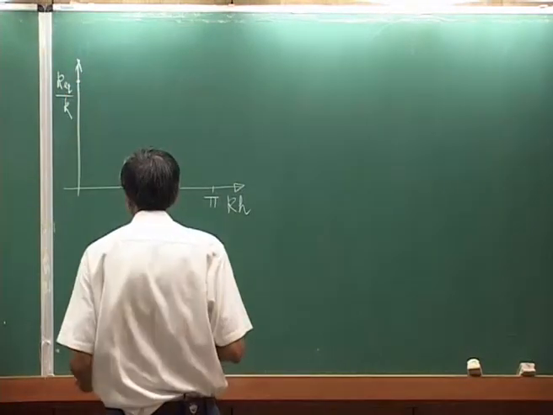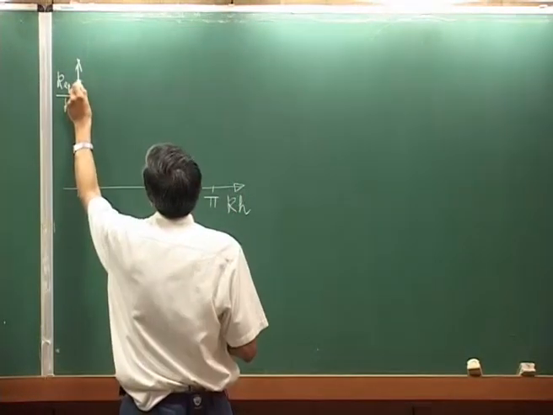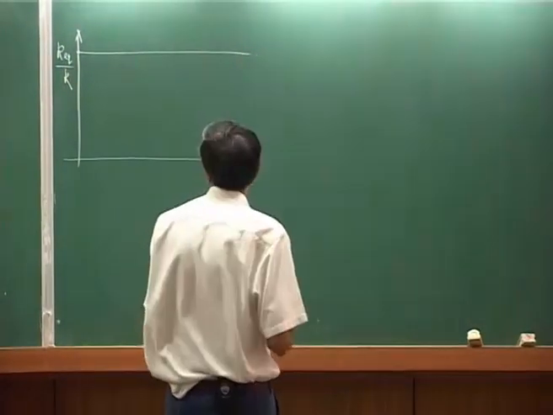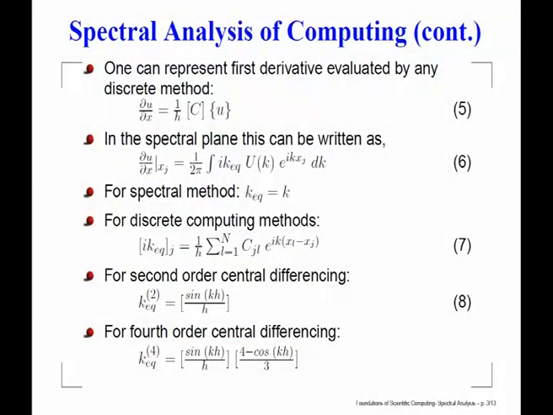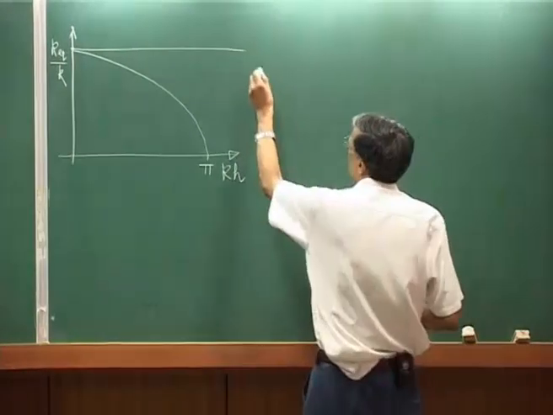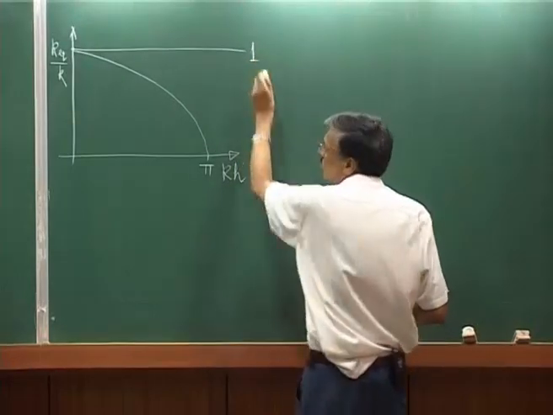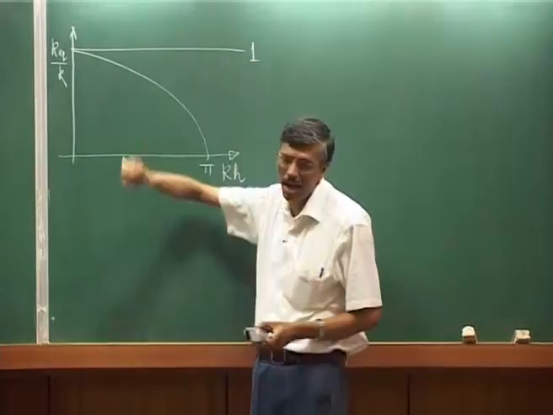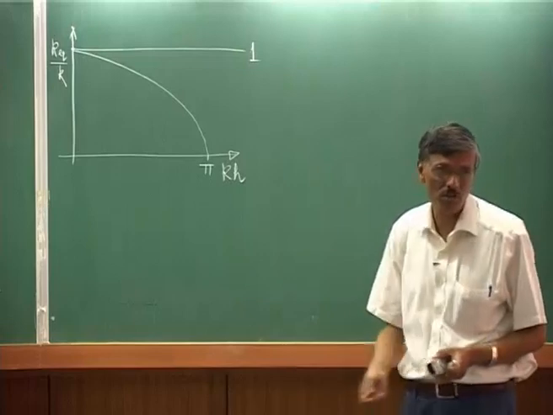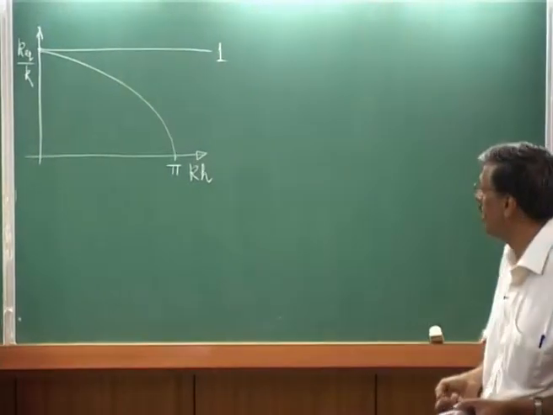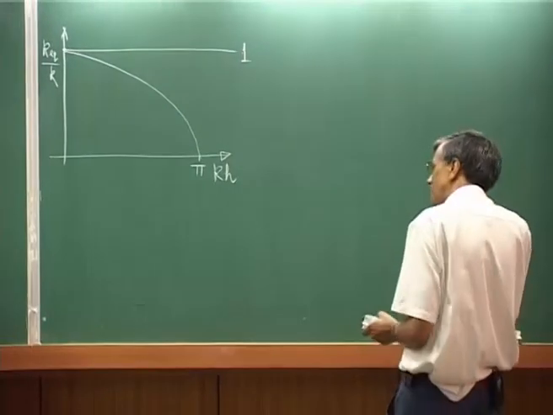What we noticed, as k h goes to 0, is that k equivalent by k here would be sin k h by k h. So, that is your sin x by x, and we know the familiar property of the function that it just simply decays to 0 like this, and this is your value 1. Ideally what you would like to have is that all scales are resolved exactly, but the discrete method shows that it is scale dependent. Depending on the value of k, you have different effectiveness.